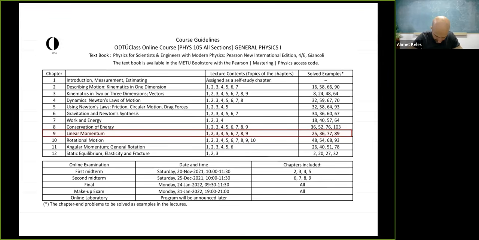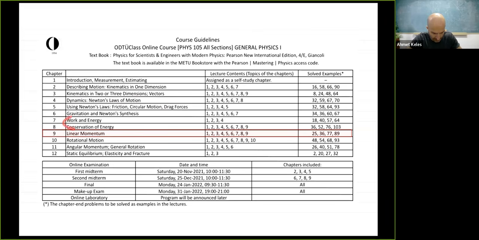So this week we are going to start talking about chapter 9, linear momentum. Just to put things in perspective, let me take a look back and remind you what we have done so far. We are trying to describe motion, and we started with Newton's laws. We introduced F equals ma, and Newton's first law: no force means no change in motion. And we talked about friction, circular motion, drag forces. Then later we introduced gravitation, and we said we could describe planetary motion with Newton's laws.